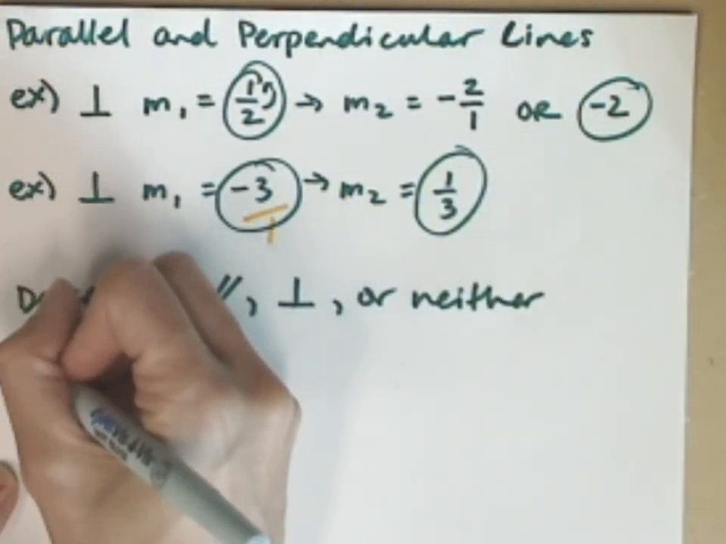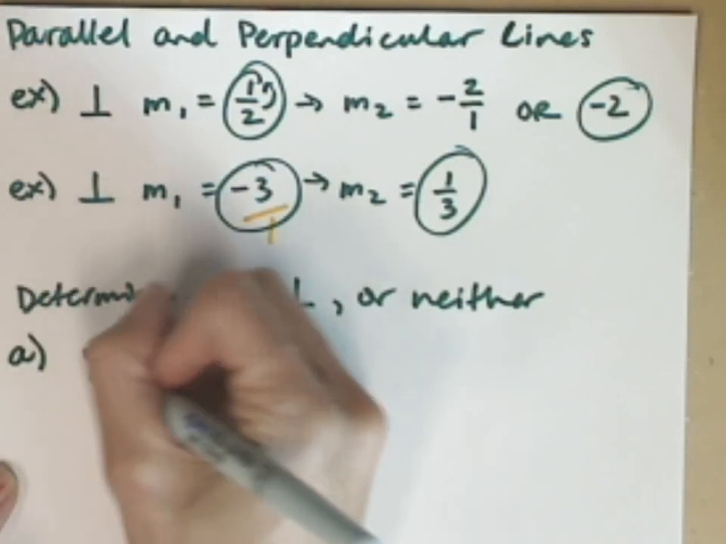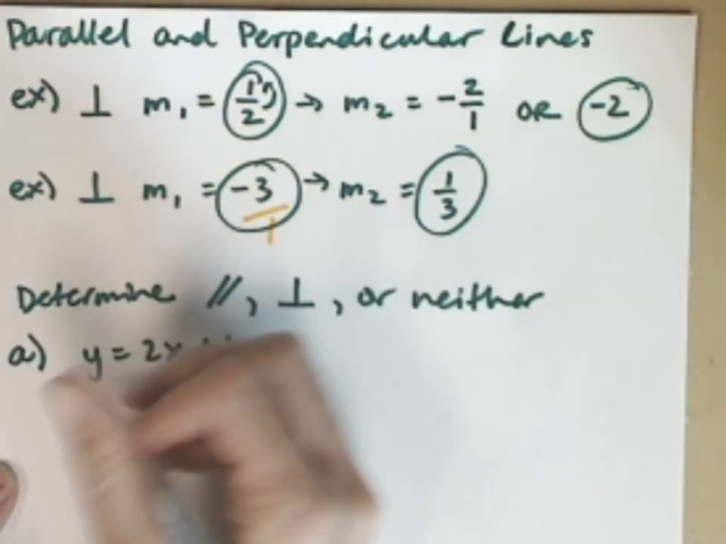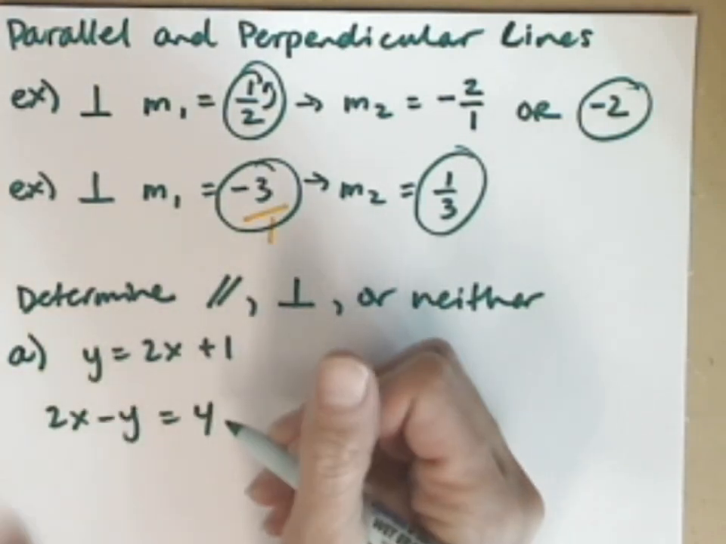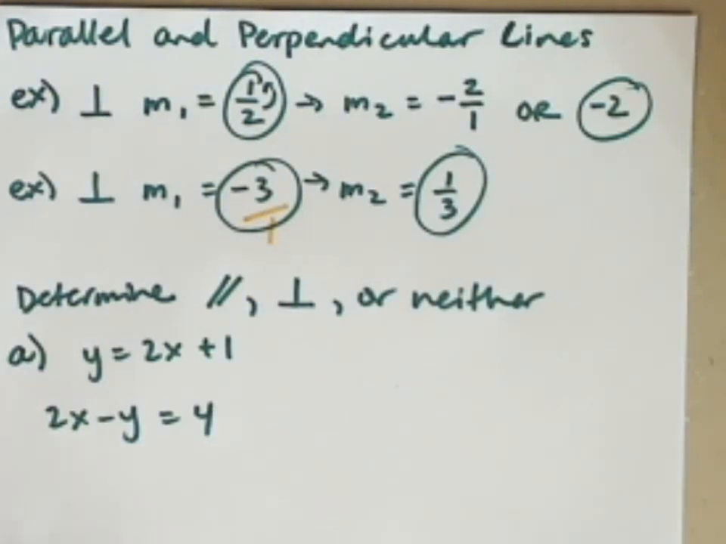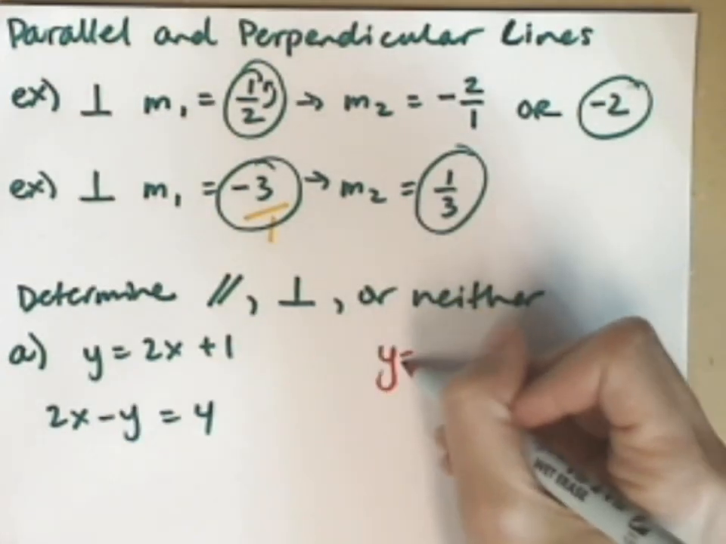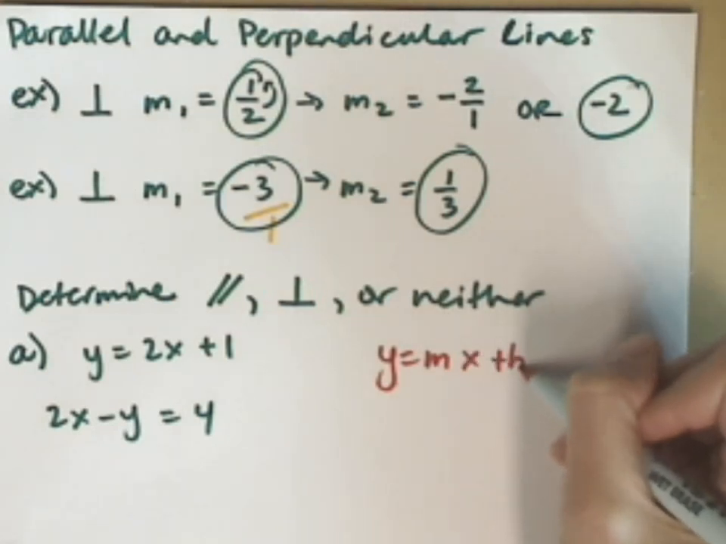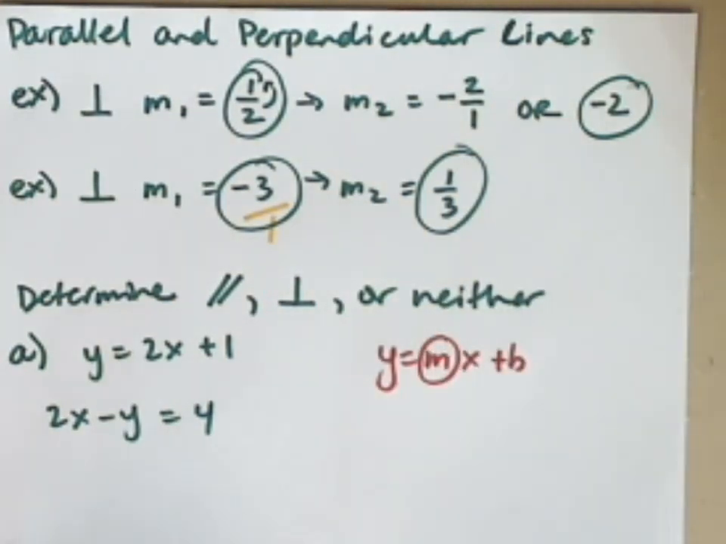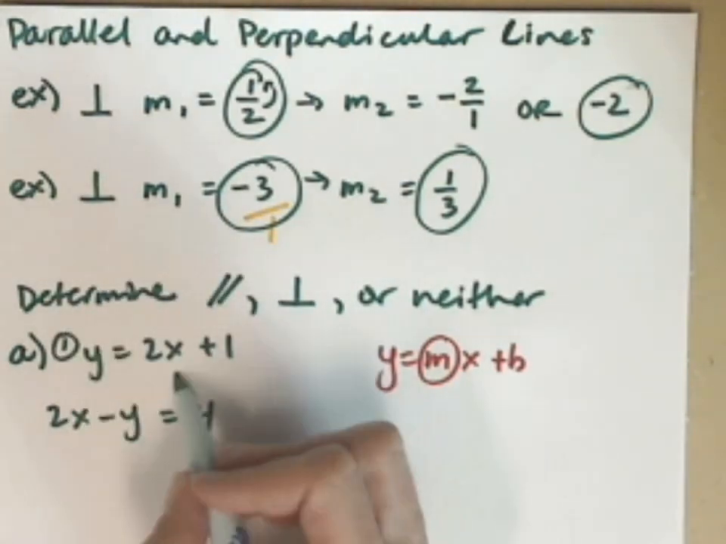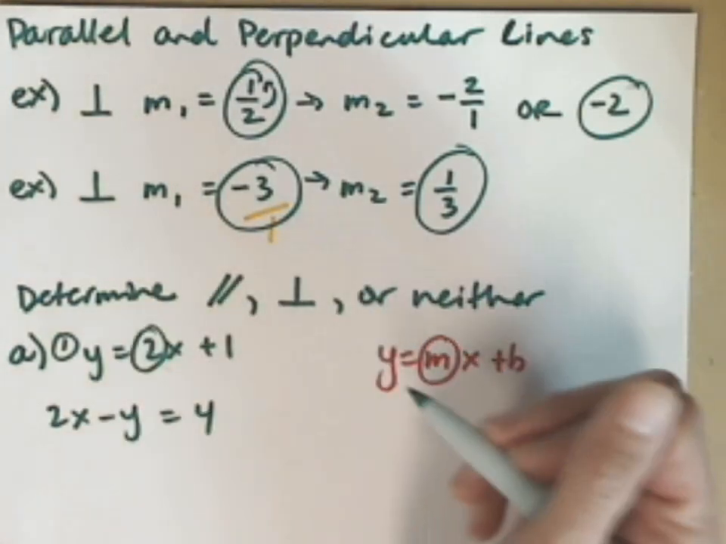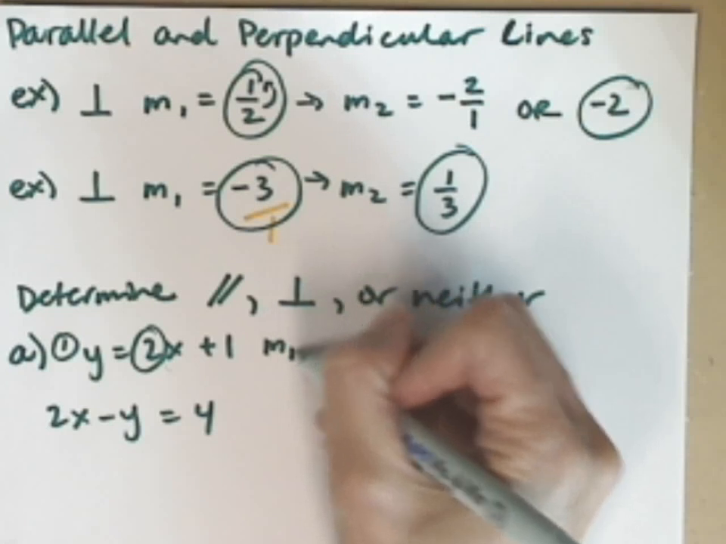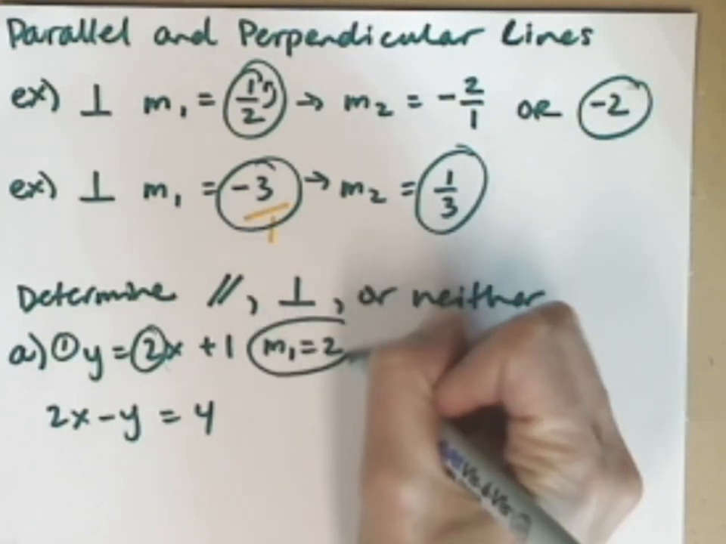Here's our first example. So for the first example, we're given y equals 2x plus 1, and the second equation, 2x minus y equals 4. Well, the first equation is in the form that I want. I really want y equals mx plus b, because what I need to compare here to answer my question is the slope. So for my first one, I already know what my slope is, mx plus b. My slope is right here, and it's 2. So m sub 1 equals 2.